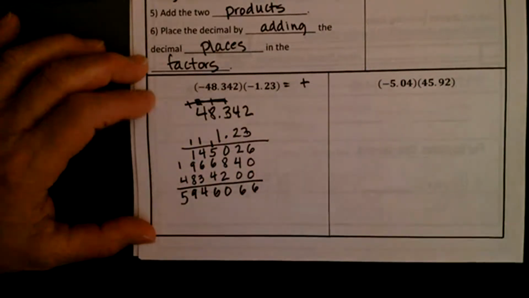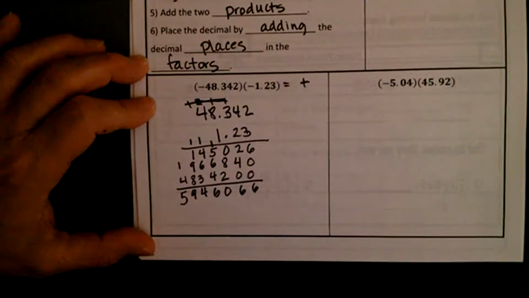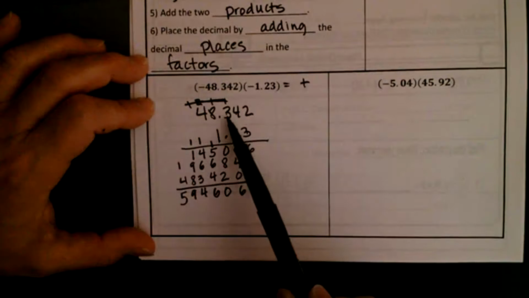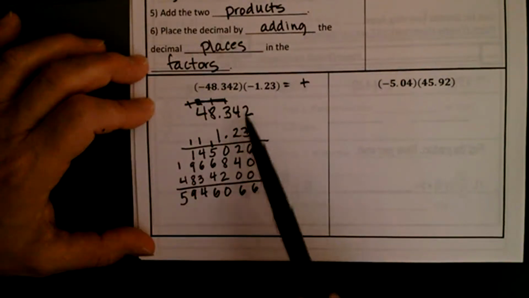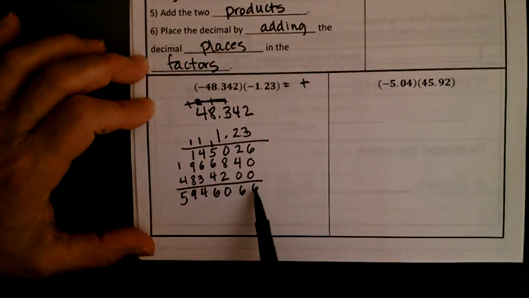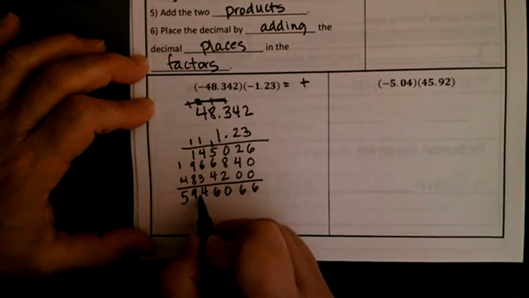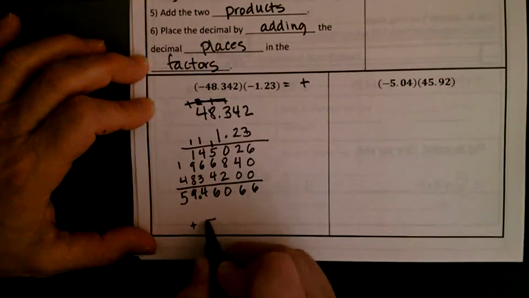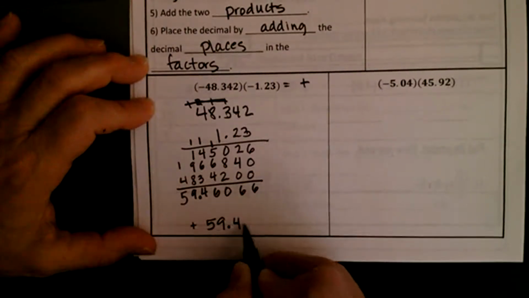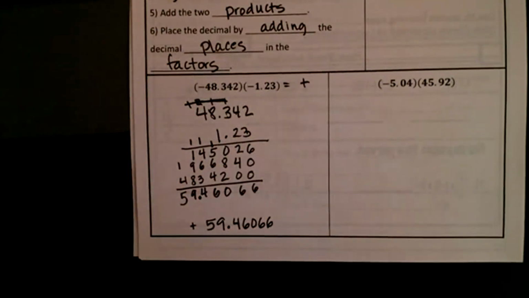All right. Notice I ignored the decimal the entire time, and now I'm going to place the decimal. How many decimal places do I need? I'm going to count up the decimal places in my problem, in the factors. So 1, 2, 3, 4, 5. I need 5 decimal places. 1, 2, 3, 4, 5. So my answer is positive 59.46066. Okay. One more.